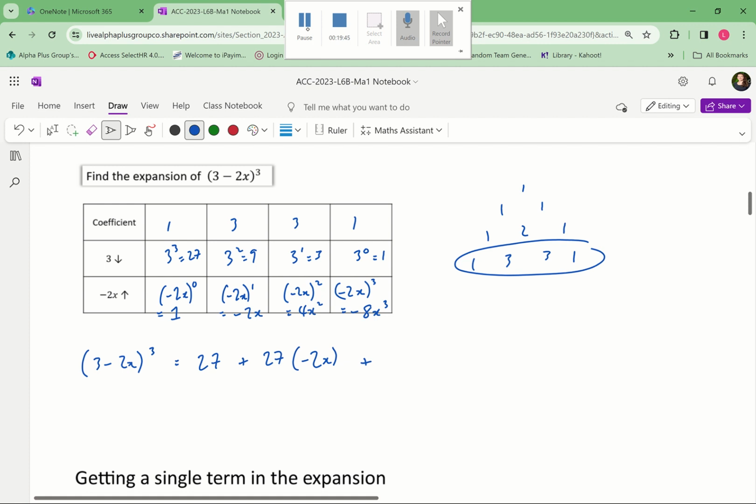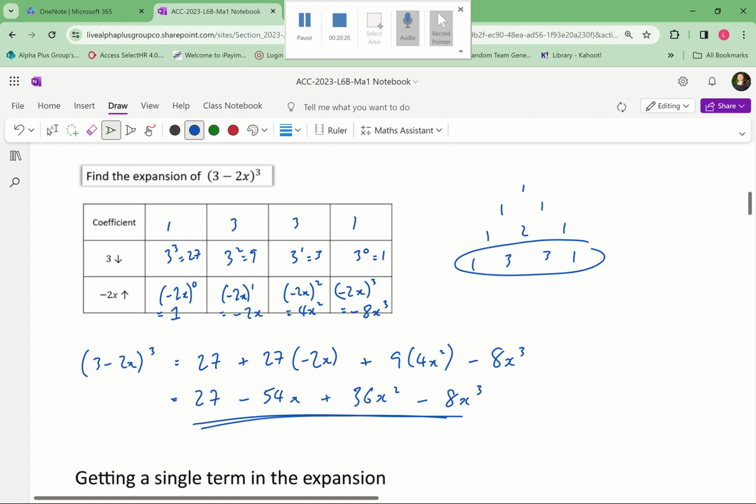The next term is going to be 3 times 3, which is 9, times 4x squared. The last term is going to be 1 times 1 times minus 8x cubed, so I can just write minus 8x cubed on there, and then I'll simplify those brackets that I left. So 27 times minus 2 is minus 54x, 9 times 4 is 36, that's going to be 36x squared minus 8x cubed, and that is my second expansion. Hope you're getting the hang of this at this point.